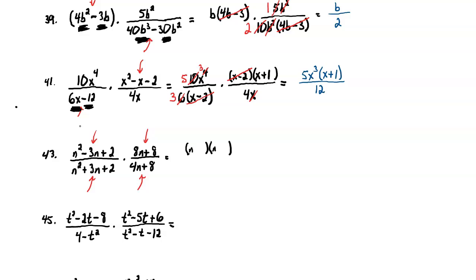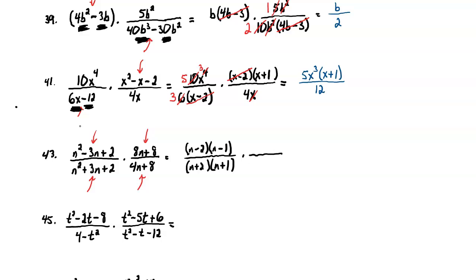N times n is the n squared. Negative 2 times negative 1 is positive 2 and adds together to negative 3. Now the bottom left. Two sets of parentheses. N times n is n squared, and positive 2 times positive 1 makes positive 2 and adds together to make positive 3.